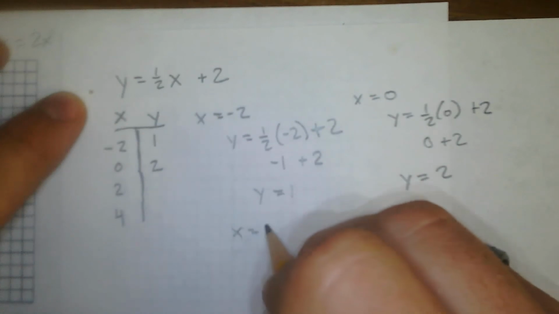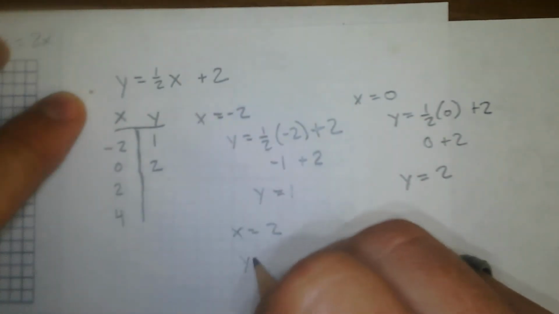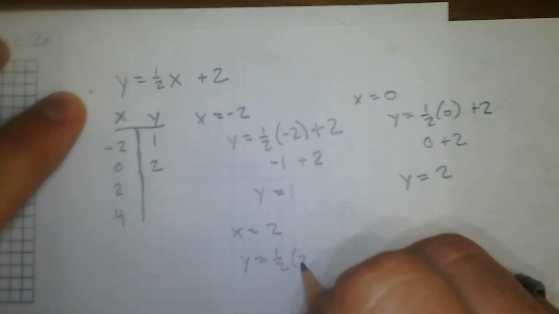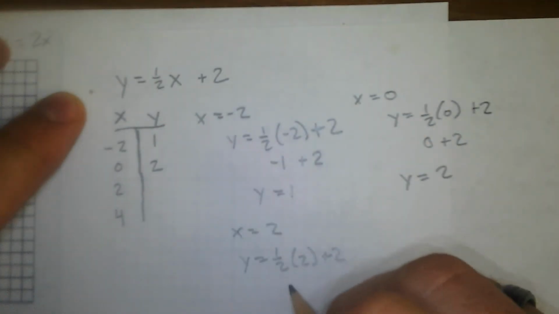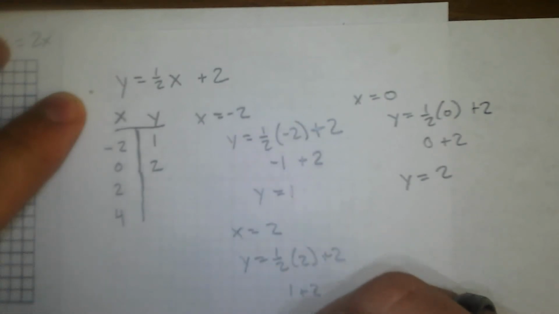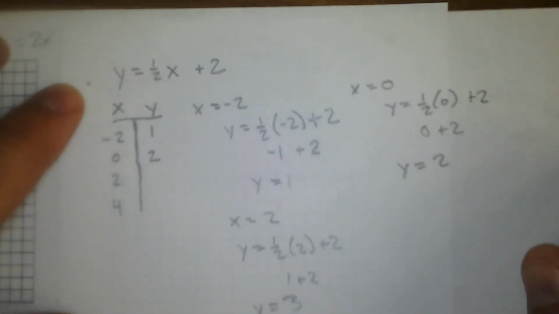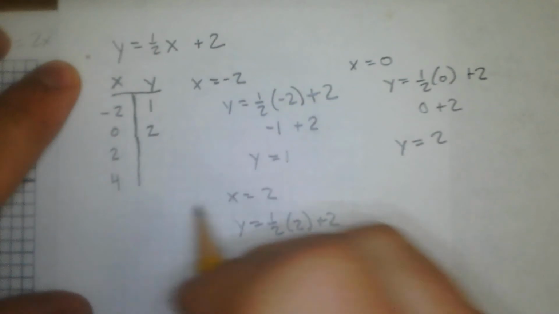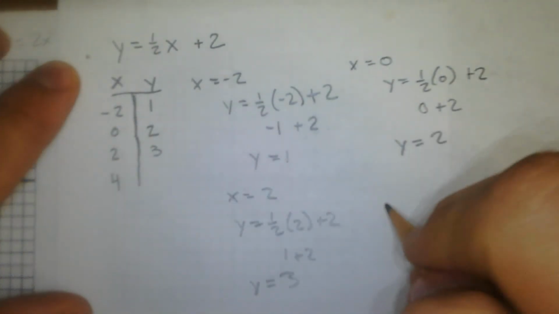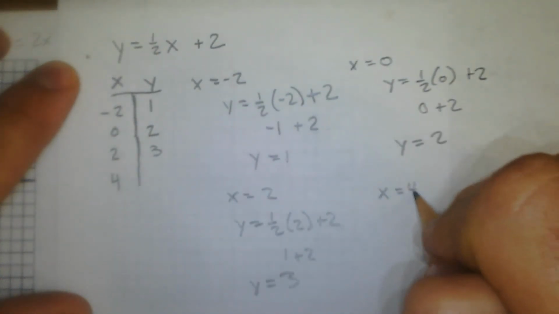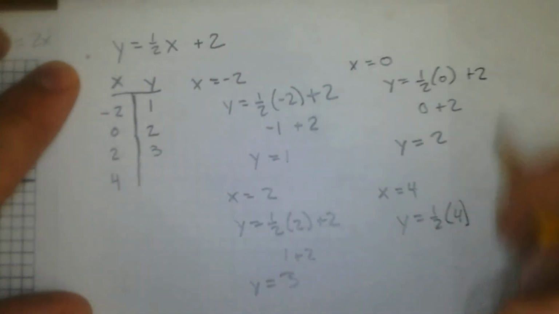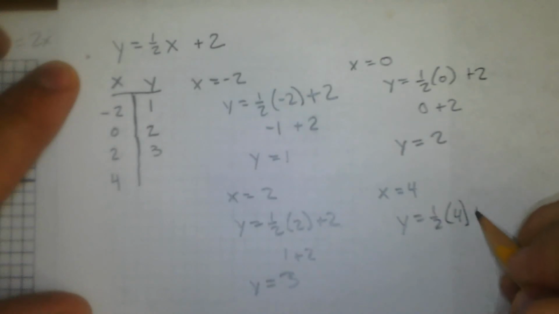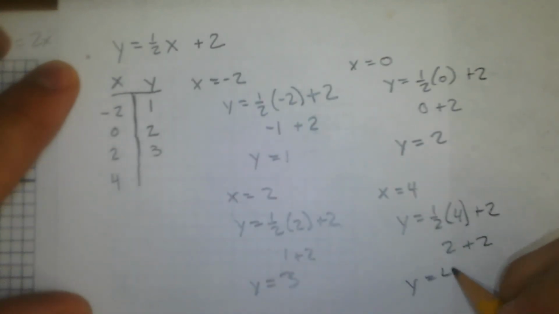When x is equal to 2, y will equal 1/2 times 2 plus 2. 1/2 of 2 is 1. 1 plus 2 is 3. So y will equal 3. When x is equal to 4, y will equal 1/2 of 4 plus 2. 1/2 of 4 is 2, plus 2. y is 4.